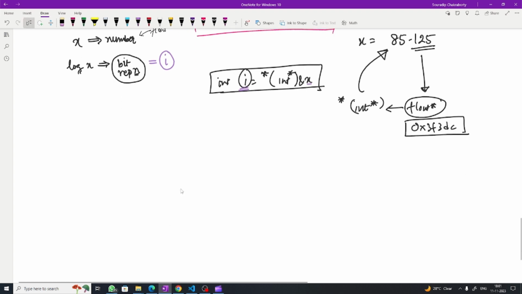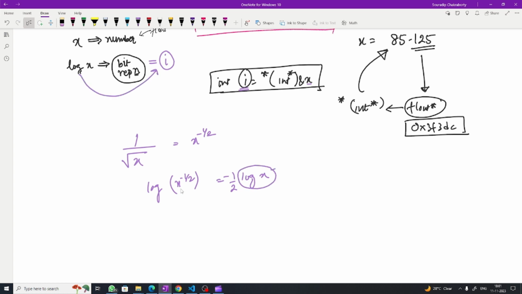Now let's see why this is useful. What is our entire aim? We have to calculate 1 by root over x, which can be represented as x to the power minus 1 by 2. If we take log of this, what do we get? Minus 1 by 2 log x. But where do we get log x? From I. So what can we write? Minus I by 2. So our final result can be an approximate value of I by 2.